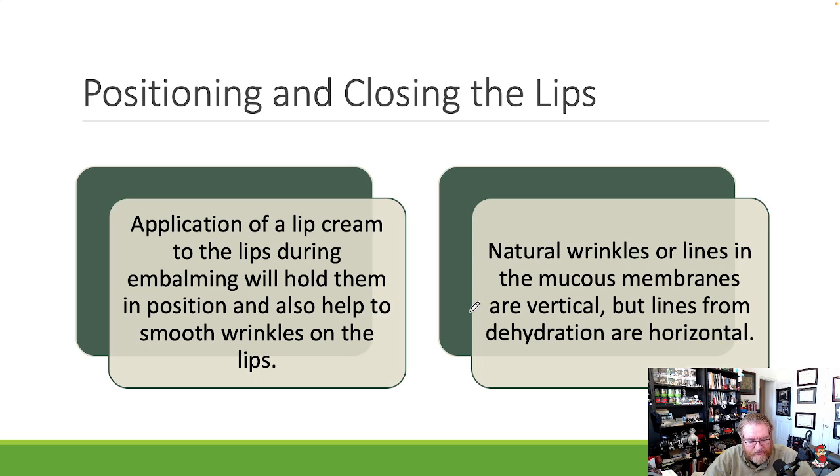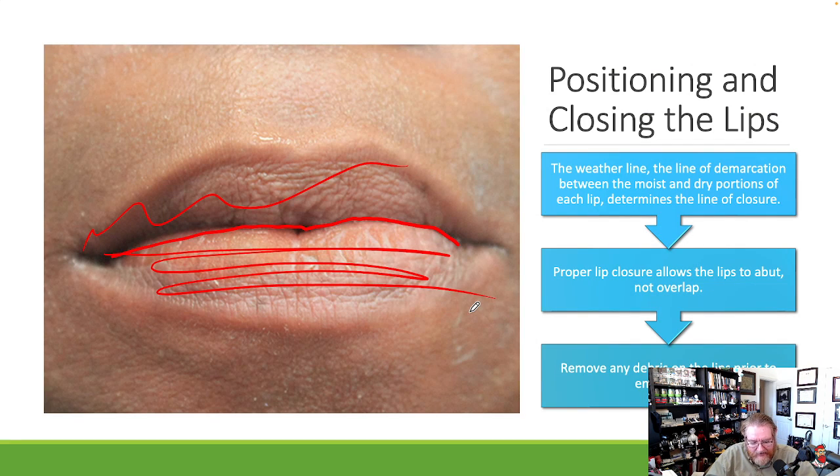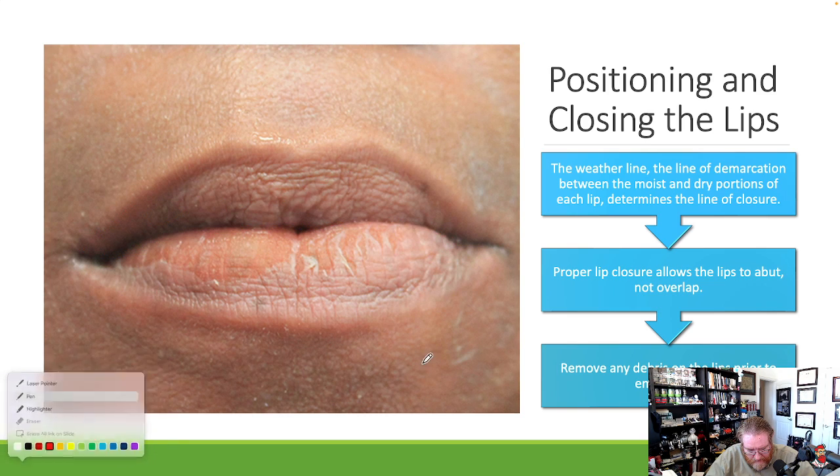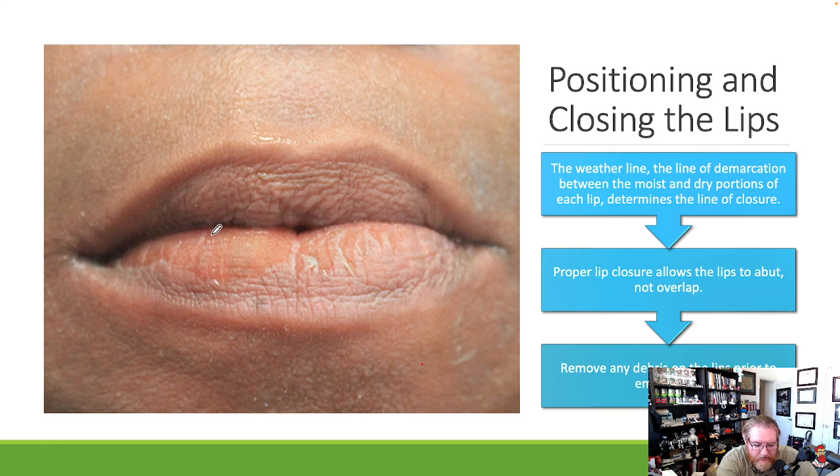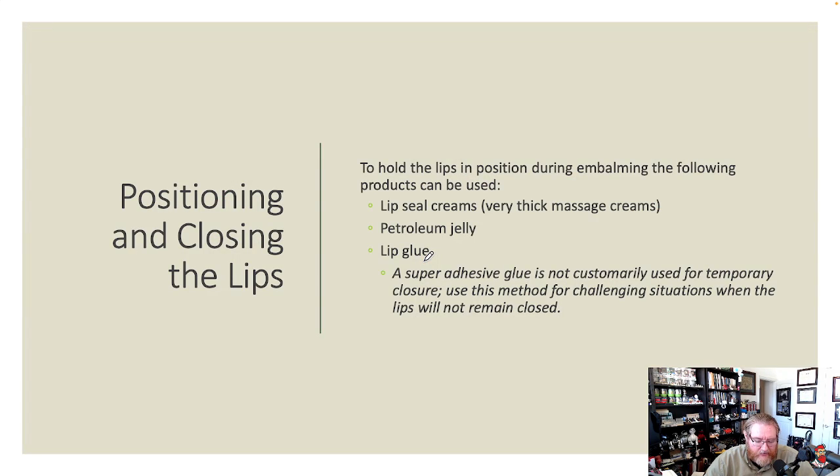Application of a lip cream to the lips during embalming will hold them in position and also help to smooth wrinkles on the lips. Natural wrinkles or lines in the mucous membranes are vertical, but lines from dehydration are horizontal. So if we come back over here, you can see that we have lines on the lips. For the most part, these are all vertical. When we start seeing lines coming across, that means our lips are dehydrating. It is usually easily fixed when you are injecting your arterial solution.